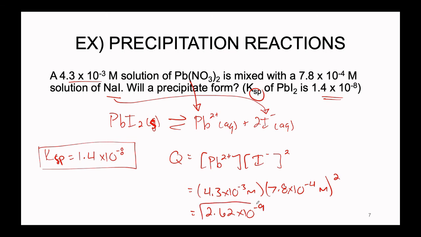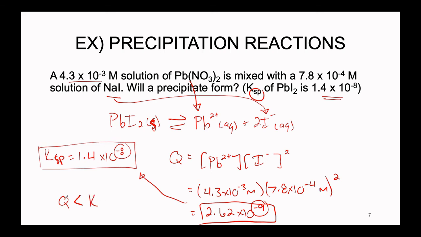Now this reaction quotient Q is going to tell us whether or not we're going to get some type of precipitate, and we're going to compare this Q to our K here. So our question is: is Q less than K, or is Q greater than K? In this case, we can see that 2.62 times 10 to the negative 9 is one full magnitude smaller than our K. Our Q is less than our K.